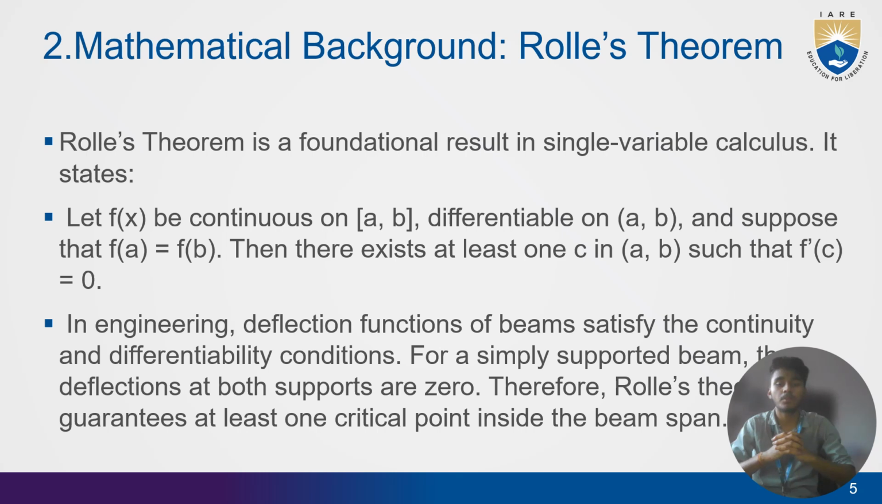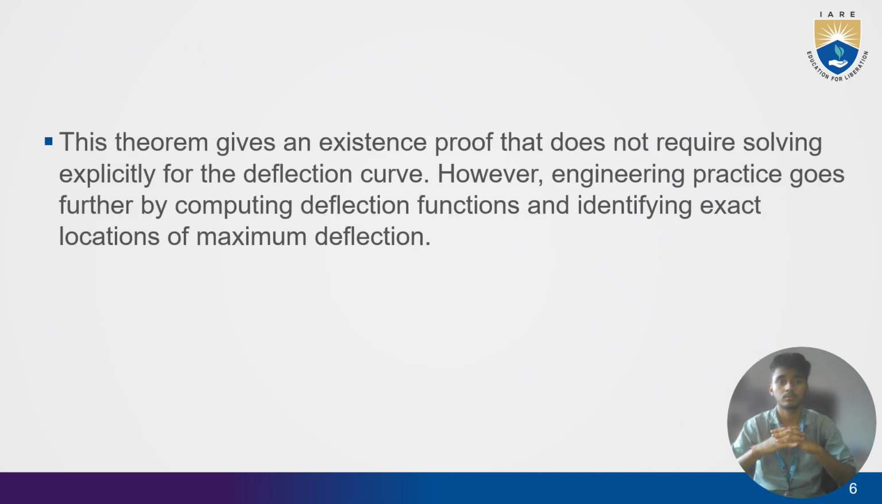For a simply supported beam, the deflection at both supports is 0. Therefore, Rolle's theorem guarantees at least one critical point inside the beam span. This theorem gives an existence proof that does not require solving explicitly for the deflection curve. However, engineering practice goes further by computing deflection functions and identifying the exact location of maximum deflection.